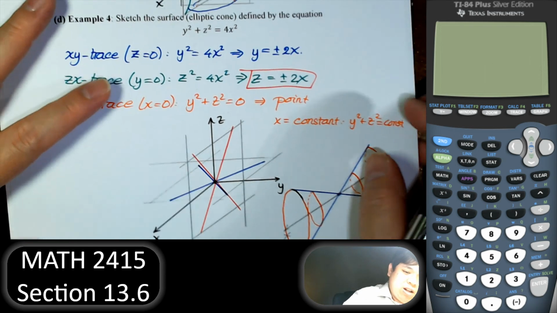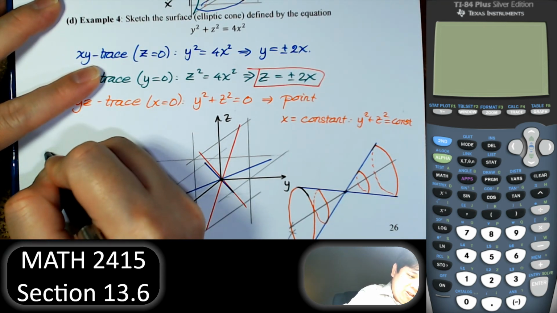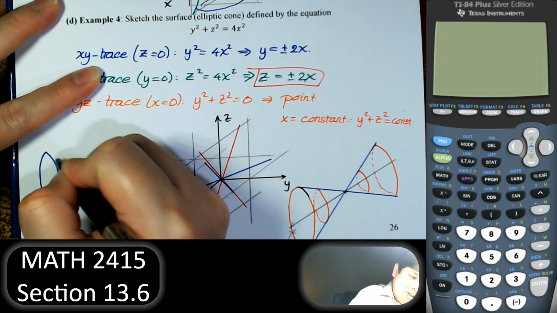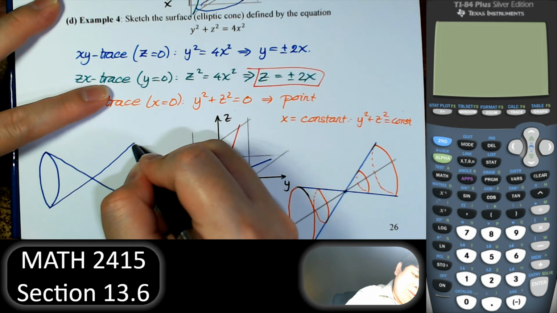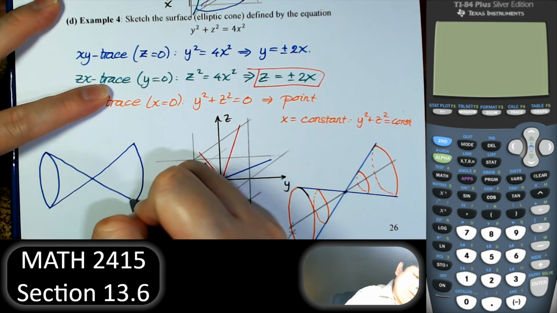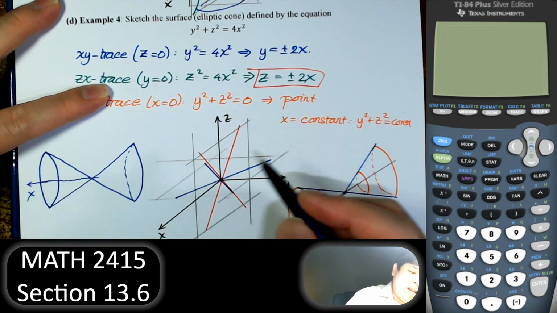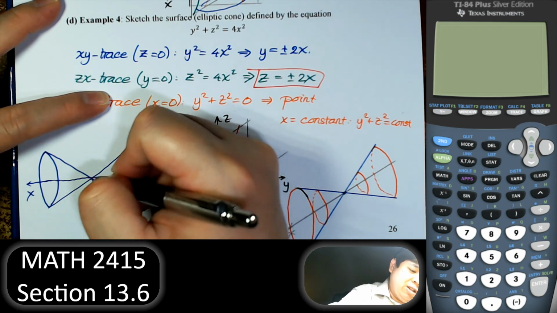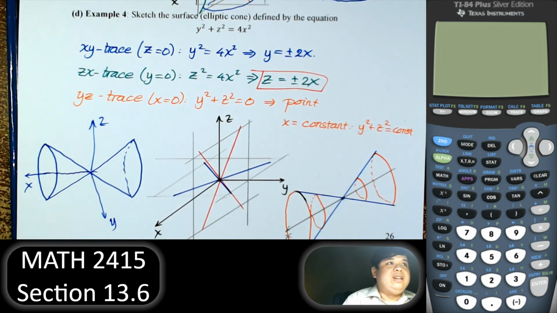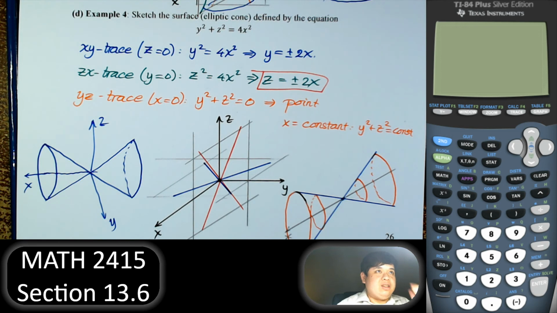See if I can draw this better. Just draw horizontal. So this is the x-axis, y-axis, and z-axis. Yeah, that looks better. We have a double cone lined along the x-axis.